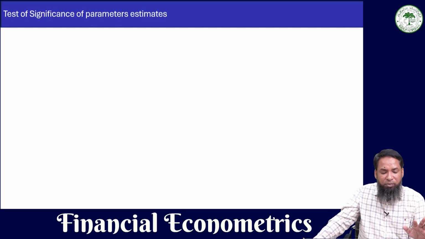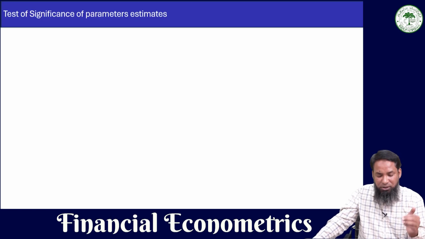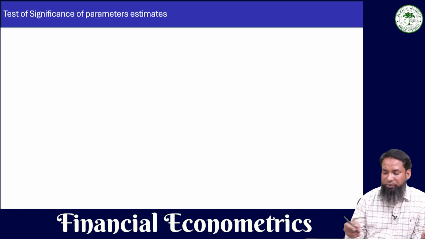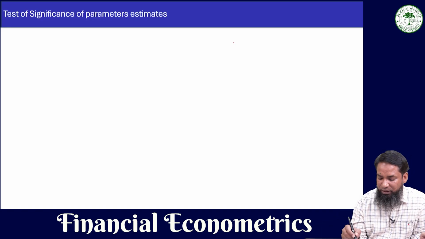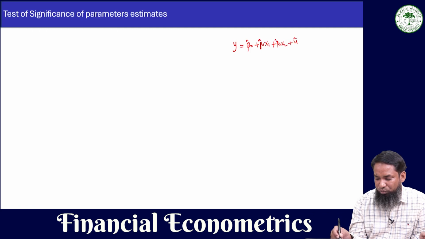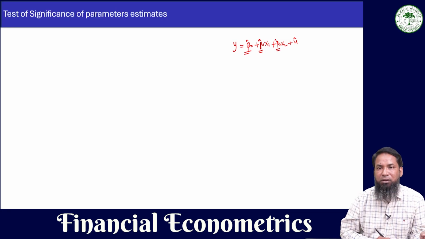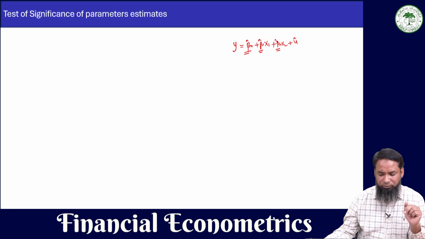Next, we are going to talk about the significance of parameter estimates. Using R square, we have discussed the overall significance, the overall fit of the estimated regression model. However, here, using the sample, we estimate that y is equal to beta 0 hat plus beta 1 hat x1 plus beta 2 hat x2 plus u hat. Now, whether these parameters are significant or not, how do we test that? For that, we have two approaches.